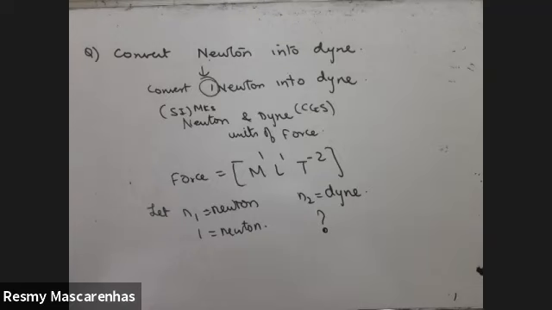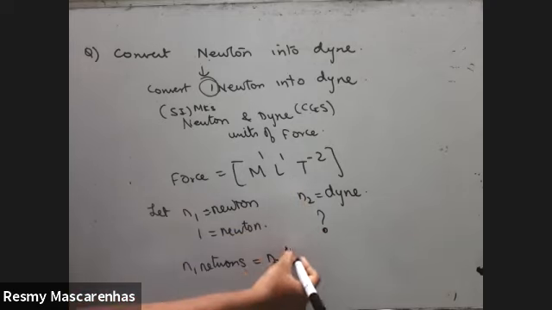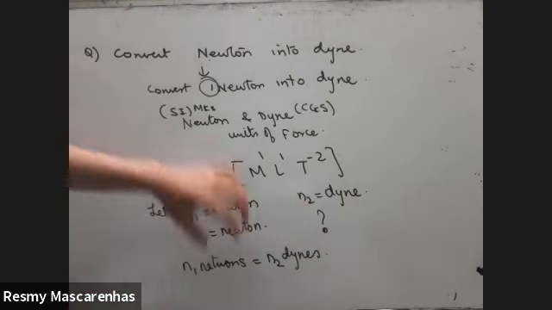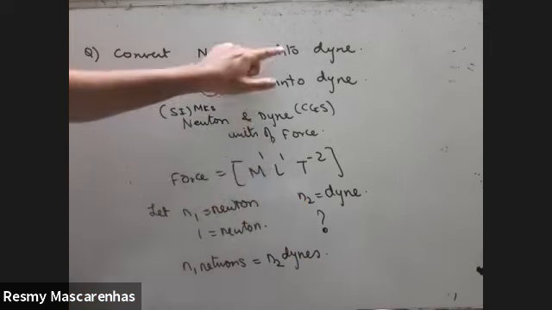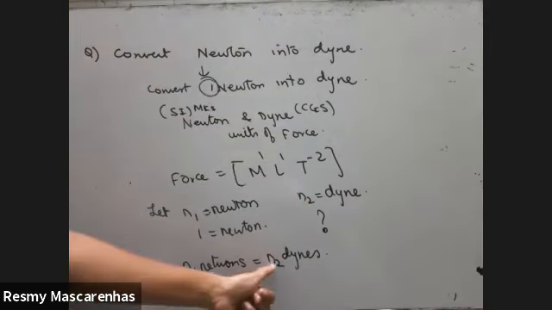Now we know that N1 Newton will be equal to this many dynes. No matter what the conversion is, always take it like this: N1 times whatever is given will come here and the conversion will come here. This side will be N1, this side will be N2.